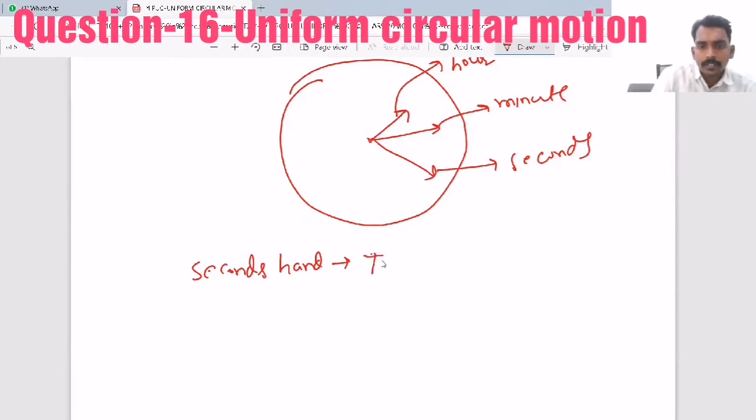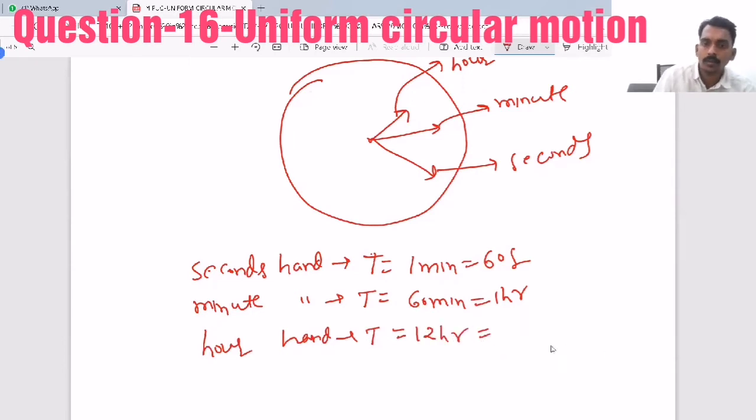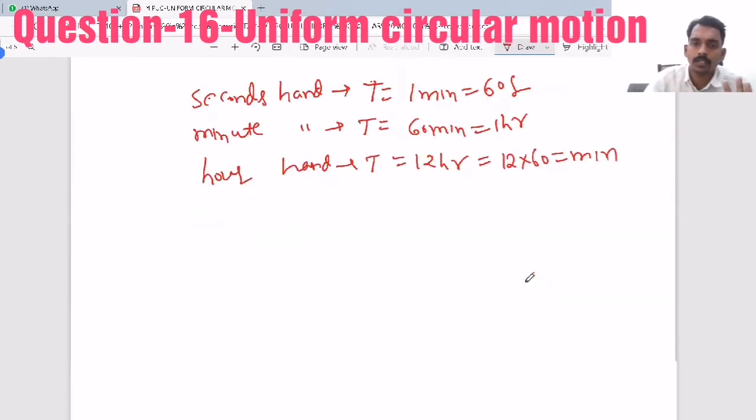the time period, that is the time to complete one revolution, is 1 minute, nothing but 60 seconds. Similarly, for the minute hand, the time period is 60 minutes, nothing but 1 hour. Similarly, for the hour hand, T equals 12 hours, nothing but 12 into 60 minutes. So this is the time period, the time to complete one revolution.